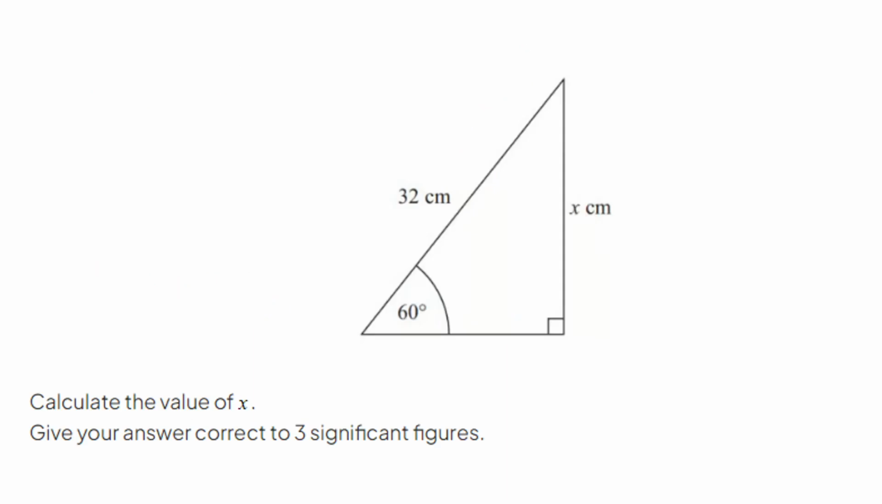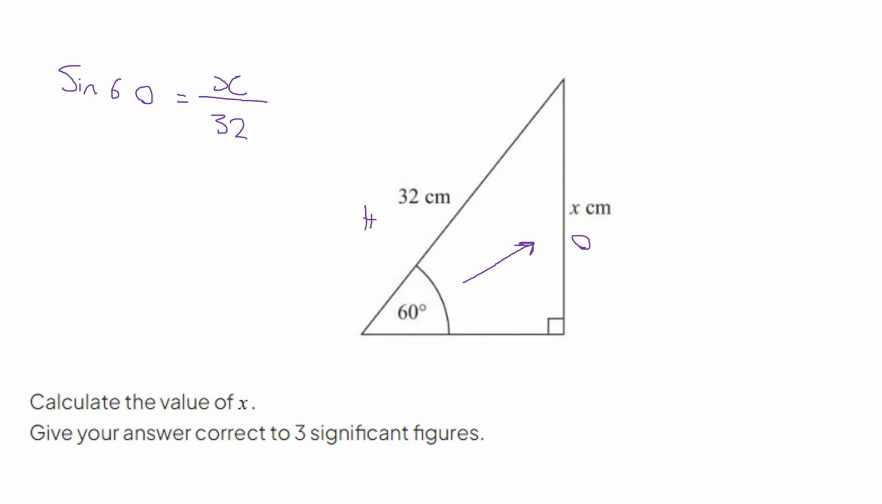Here we are told that we have an angle 60 degrees and we have a hypotenuse of 32. So what is x going to be equal to? Well, we're looking for the opposite, right? And we have a hypotenuse. So this is our opposite, this is our hypotenuse. So sine 60 is going to be equal to x divided by 32. And now all we're going to do is solve this equation.